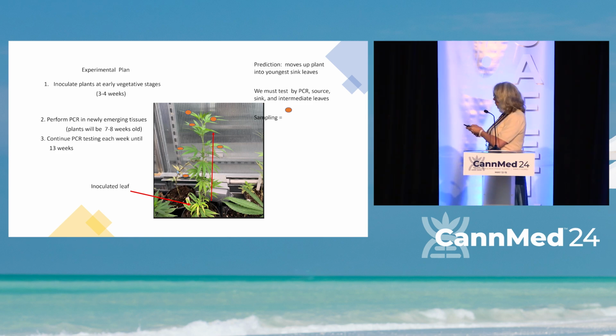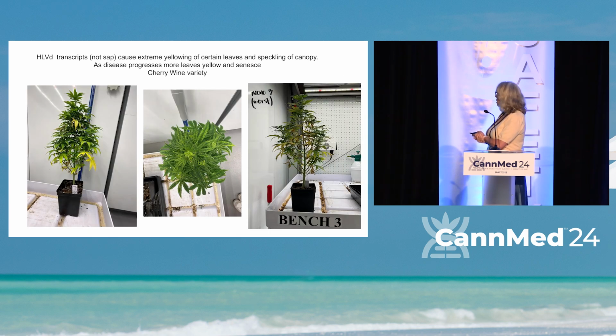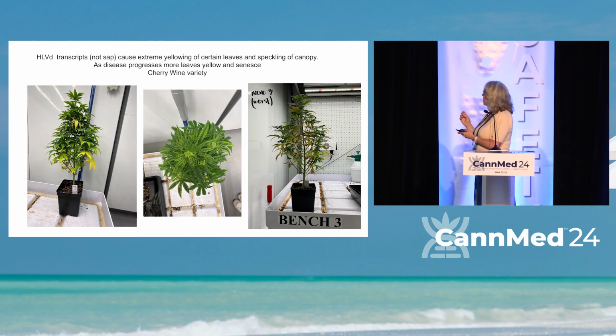So what we were excited about recently, this here is an example of the Cherry Wine variety. You can see that the leaves are starting to die off on the plant, and it's looking pretty sick at maturity. But how do you know if your plant's just senescing naturally, or maybe there's a nutritional issue, and it's dieback or not?